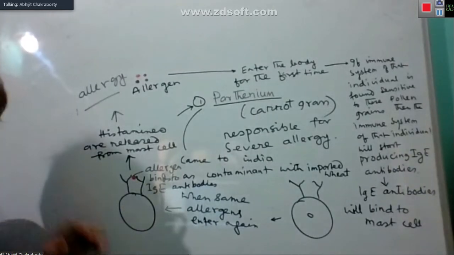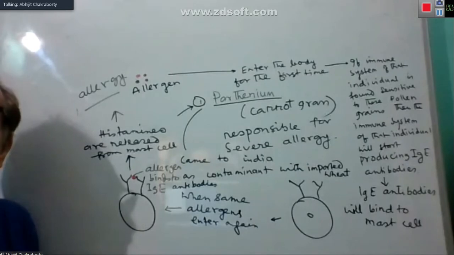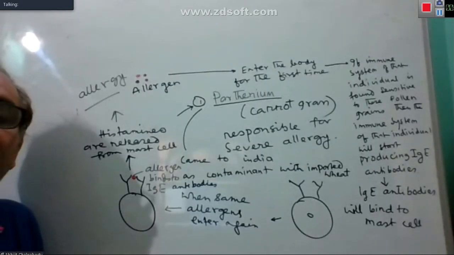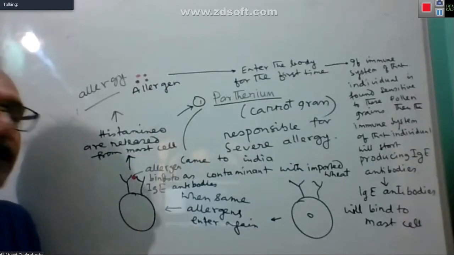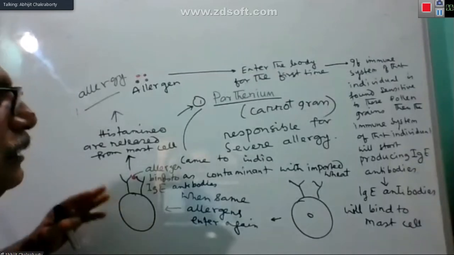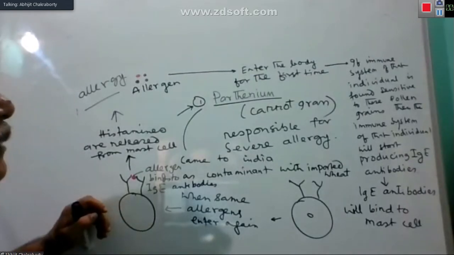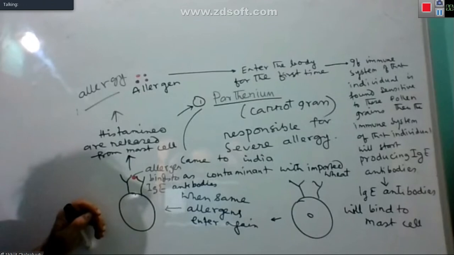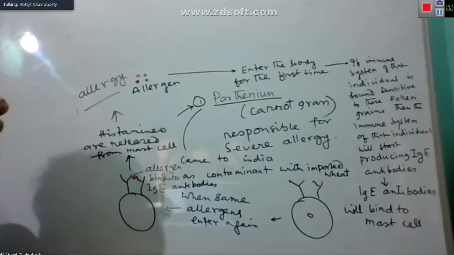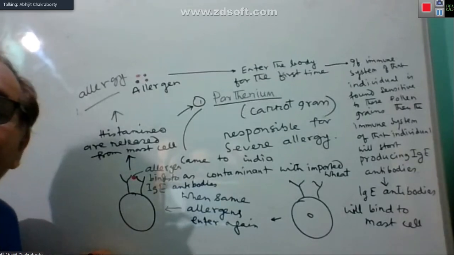Now, is it clear up to this? Yes, sir. Okay. Now you see that's why the Parthenium grass, the allergens released, actually pollen grains released from it, can cause allergy in this way. Now we are rubbing it out, please. Is it completed?